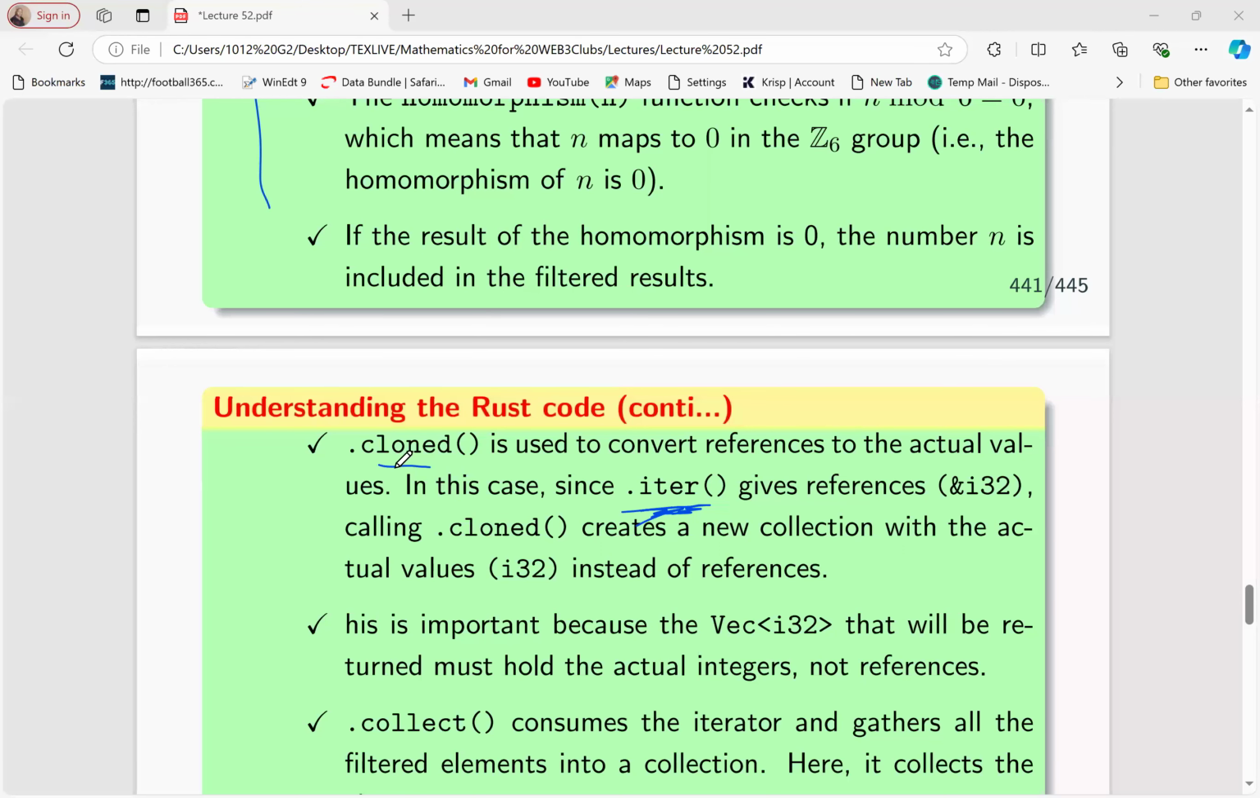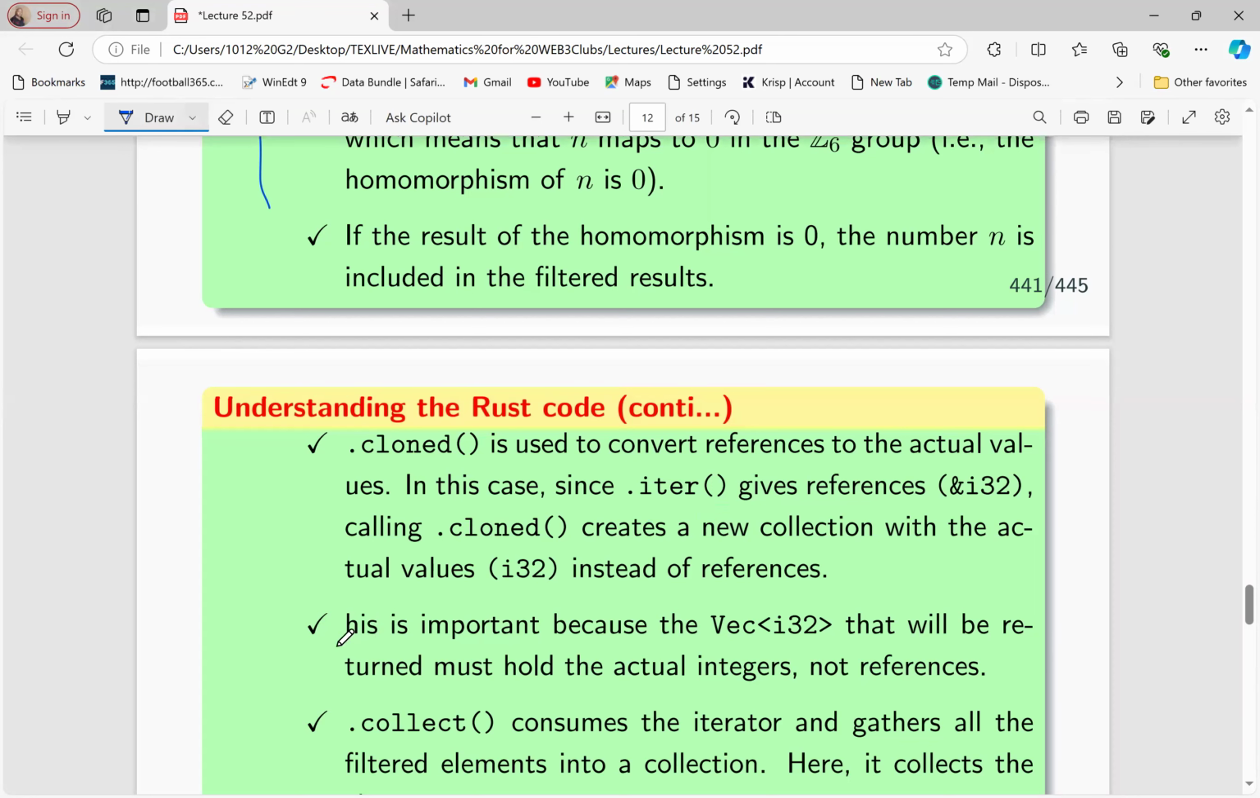So what I was saying is, what does cloned do? Cloned creates a new collection with the values that are i32. So what it means is, after iteration, we have elements. Cloned will take those elements and create new elements for those elements.